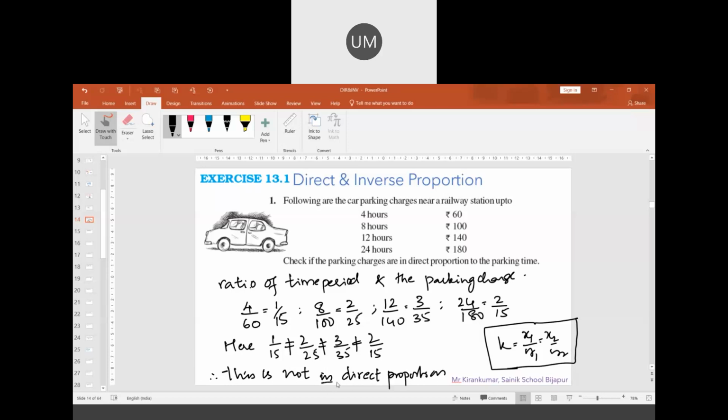Remember, you should not combine these two words. There is nothing called indirect proportion. This is not in direct proportion. Understood?